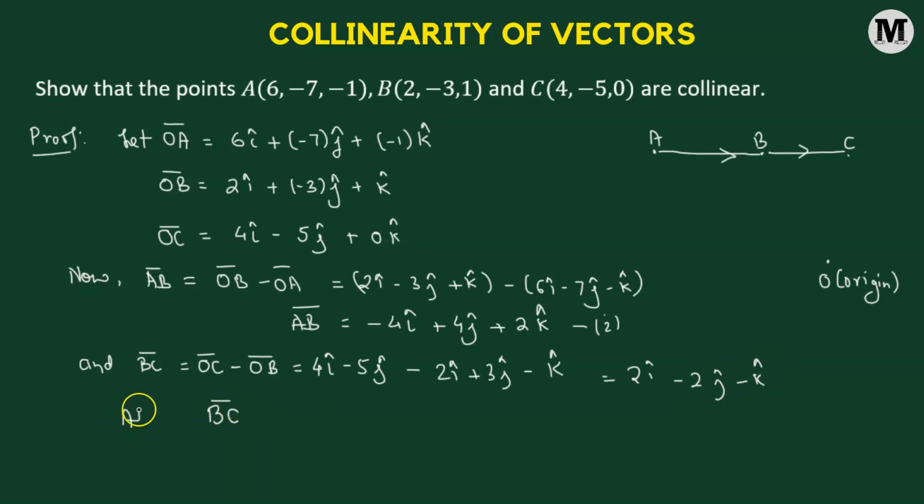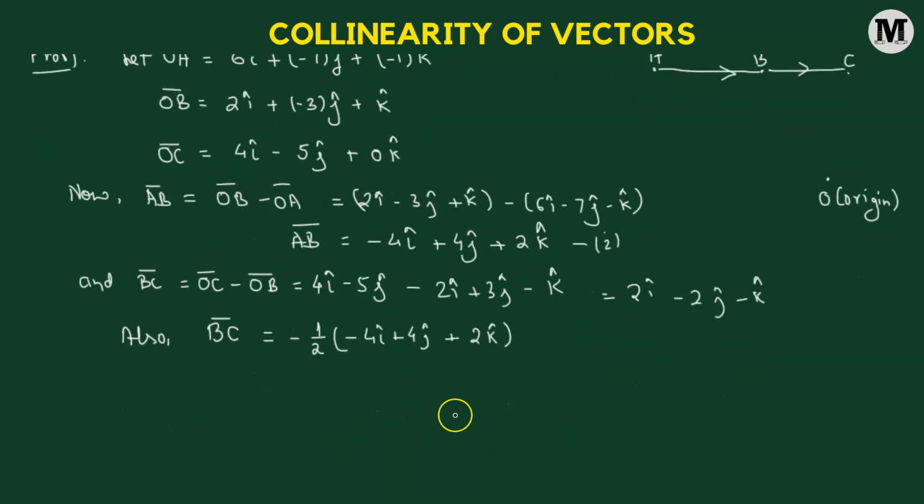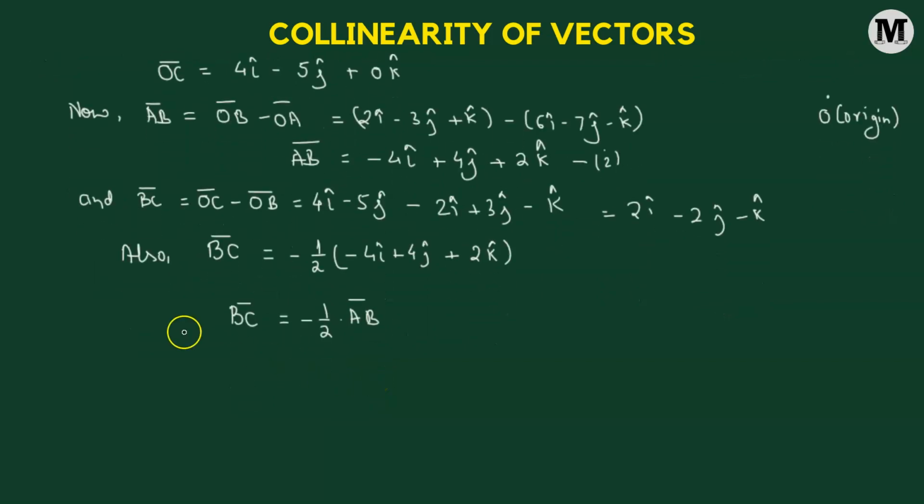Now also the BC vector can be expressed as, let's say if we take -1/2 as the common factor, then we are going to get -4 i cap plus 4 j cap plus 2 k cap. Now, the reason why I'm writing in this particular fashion, because what we have here is BC vector equals -1/2 times AB vector, or we can say that BC vector equals lambda times AB vector, where lambda is some scalar with a value equal to -1/2.